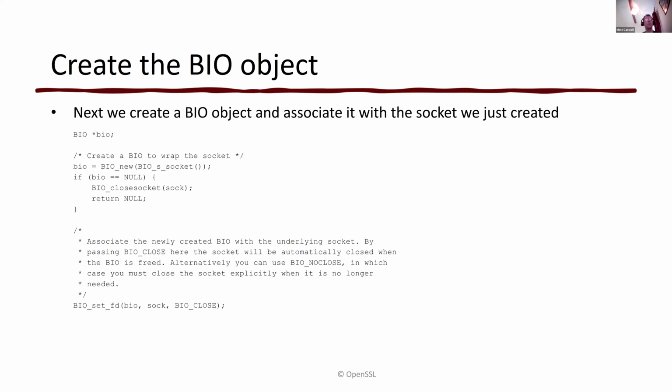We pass in the BIO object we just created. We pass in the socket file descriptor that we created on the previous slide, and we pass in this final argument, which is a flags argument basically. In this case, we're passing BIO_CLOSE, which basically means that once we free the BIO, it will automatically close the underlying socket for us, so we don't need to worry about that. You could optionally pass a different flag, BIO_NOCLOSE, and if you do that, then it won't be closed automatically when we free the BIO, so your application would have to do that explicitly.